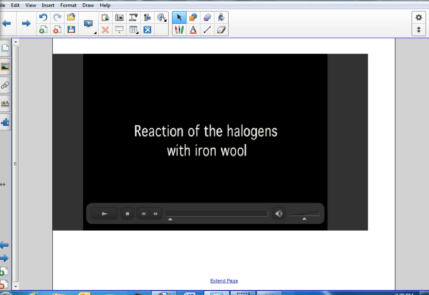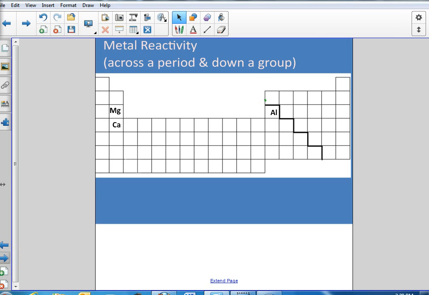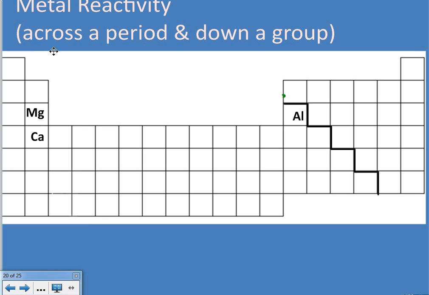Alright, so we can see in this video that the reactivity changed in a different way with the non-metals compared to the metals. So let's summarize this a bit. This is the metal reactivity, so we're going to focus on just the metals that we looked at. Magnesium versus calcium: calcium was more reactive than magnesium. So we saw that there was an increasing trend of reactivity as you go down a group. But aluminum was less reactive than magnesium. So the metals on the left side of the periodic table are more reactive than the metals on the right side of the periodic table.